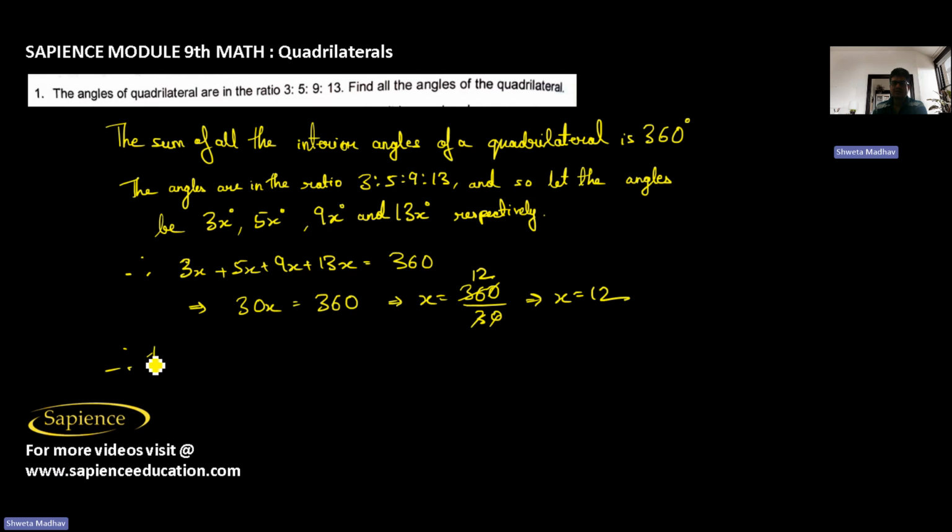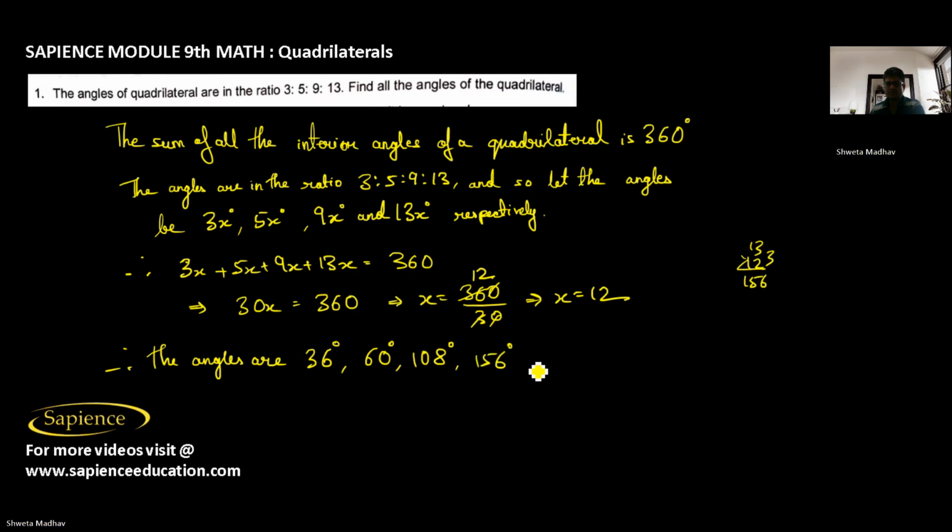So therefore, the angles are 12 into 3, that is 36 degrees. 12 fives are 60 degrees. 12 nines are 108 degrees. And 12 into 13: 12 threes are 36, 12 ones are 12, so 156 degrees. So the required angles are these. This is the answer.